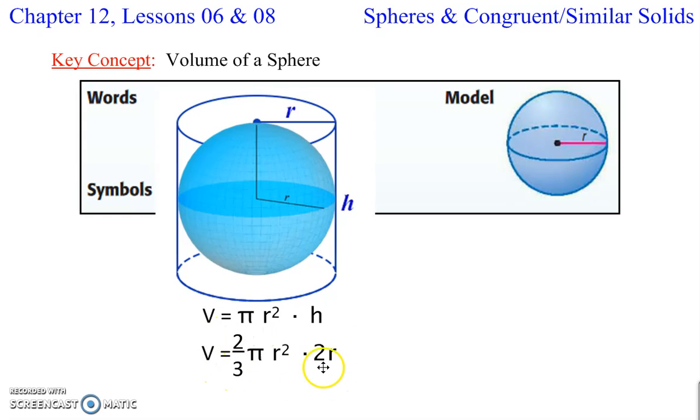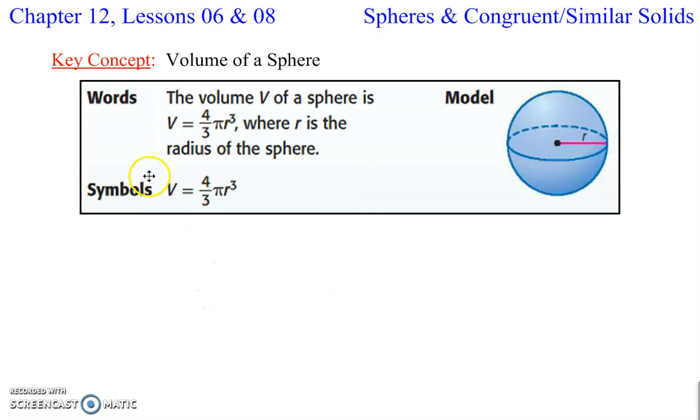So here's a formula for the volume of a sphere. Now we can simplify that a little bit. We can do 2 times 2 to get 4/3, and then r times r to get r cubed. So all in all, when we simplify this, we get the formula volume equals 4/3 pi r cubed.